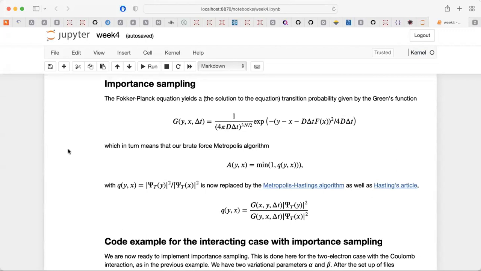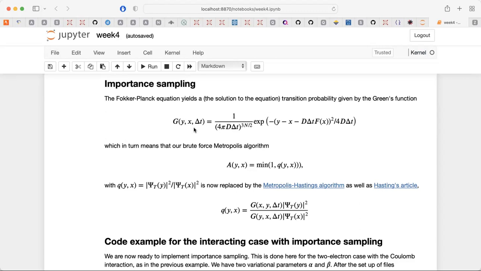So what I did now was to switch over to the Jupyter Notebook, which you also have access to. When we took the standard equation for diffusion and added this quantum force, we can then find a transition probability. This Green's function, which some of you may have met if you took a course in mathematical physics or mathematical methods, now expresses a transition probability. So you can read this as the probability of going from x to y in a time step delta t.